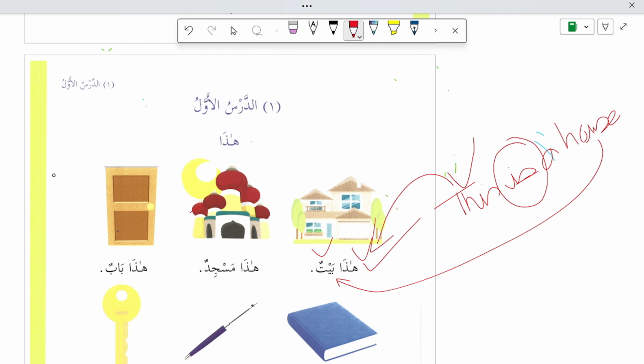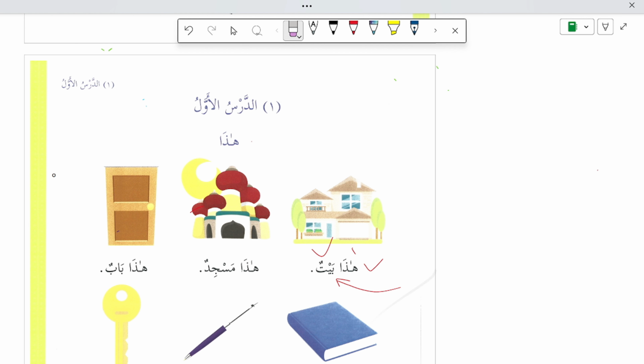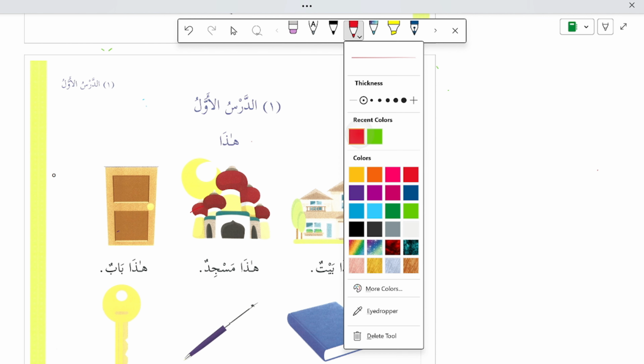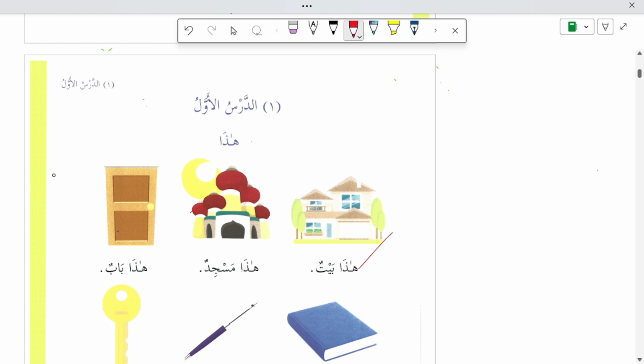Haza is the word with which the sentence is starting, and it is like the subject. And baytun is the word which is giving the information about the subject. Haza, this. What is the information of this? This is a house. So baytun is the description of the first word, which is haza.